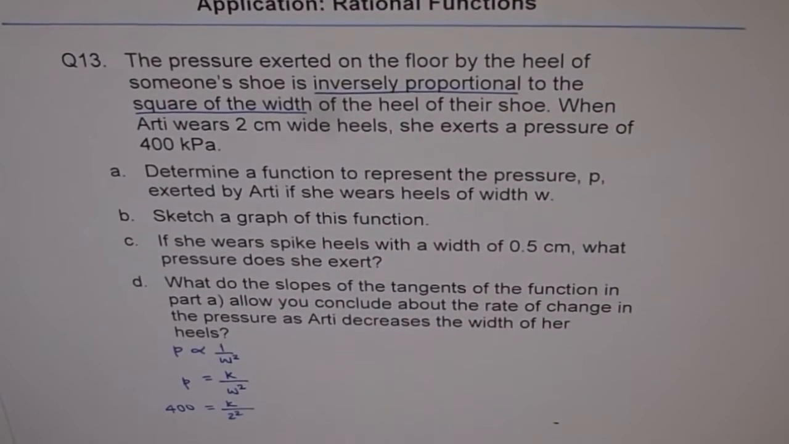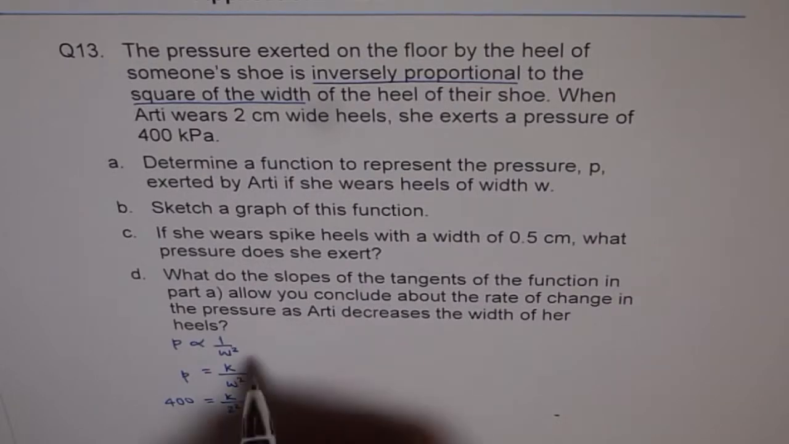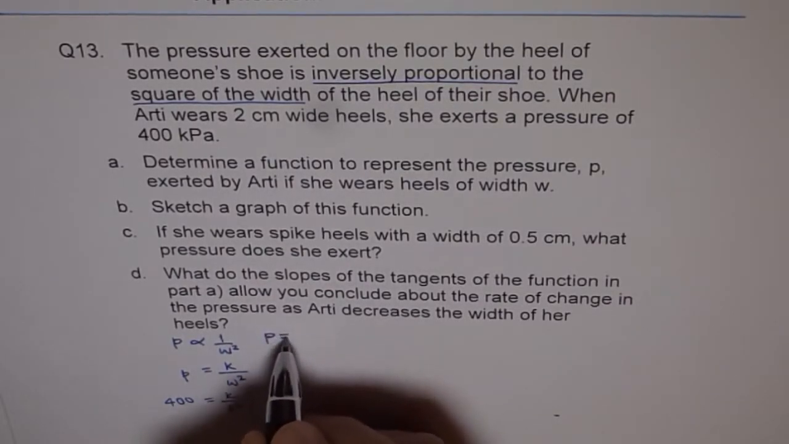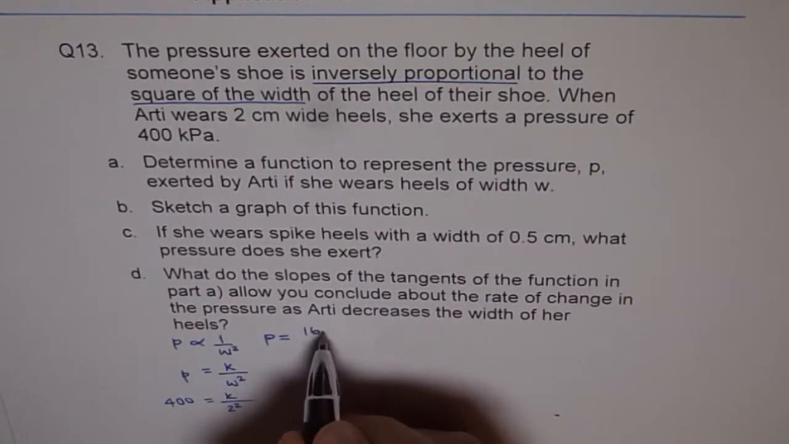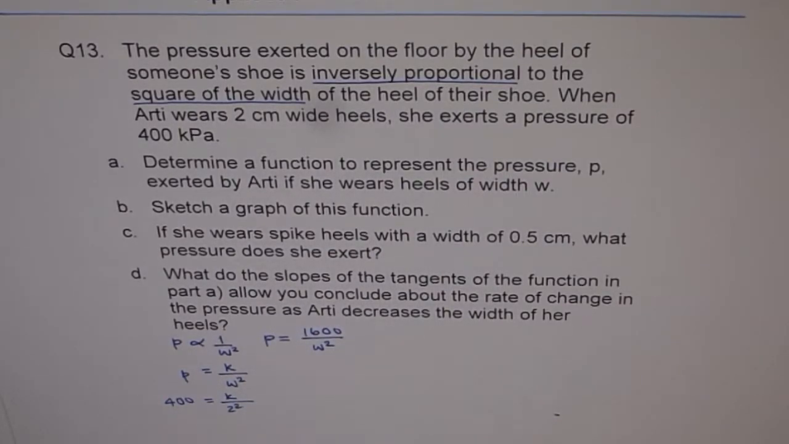I need more room to work. And so we get K equals 1600 from this equation, and therefore I can write P is equal to 1600 over W square. So you understand how we got the equation, correct? Cross multiply. 2 square is 4. 4 times 4 is 16. Cross multiply, and you get 1600 as the value of K. Now, we got the equation, that is part A.